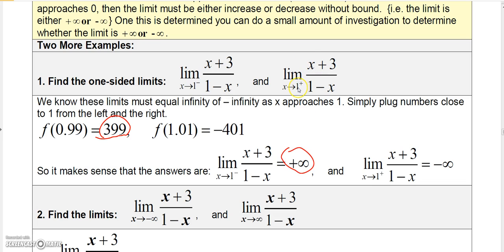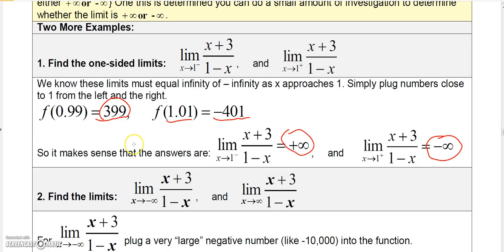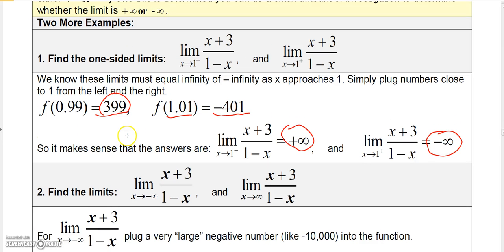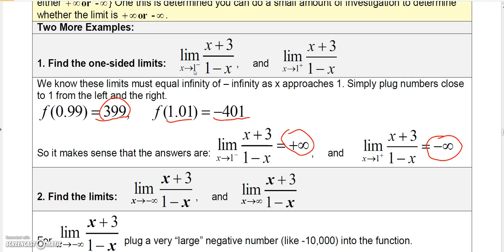Now, here I want the limit as x approaches 1 from the right. So I pick a number just to the right of 1, like 1.01, and I plug that in here. I got 1.01 plus 3 divided by 1 minus 1.01, and it gave me a negative number, negative 401. So I know that this limit must go to negative infinity. See, I already knew it went to one of the infinity sisters. I just didn't know which one. Once I picked a number close to 1 to the left or to the right, then I could determine which one of the infinities it goes to.